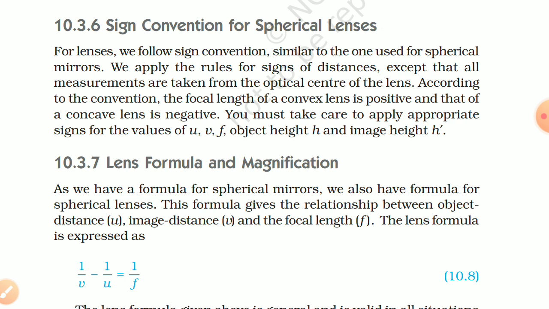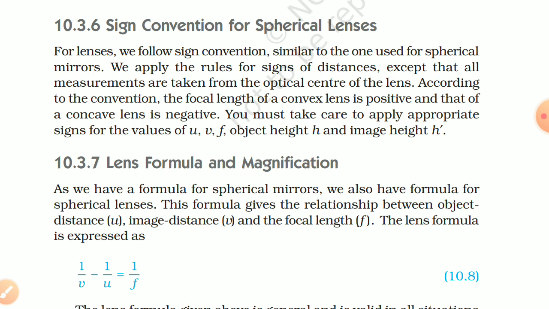In the earlier video we have studied about different types of images formed by the lens. Now in this section we will start with topic 10.3.6, which is sign convention for spherical lenses. For lenses, we follow sign convention similar to the one used for spherical mirrors. We apply the rules for signs of distances, except that all measurements are taken from the optical center of the lens. So मिरर में हम जैसे सारे डिस्टेंसेस पोल पी से लेते थे, वैसे ही लेंस में हम सारे डिस्टेंस ऑप्टिकल सेंटर ओ से लेंगे.